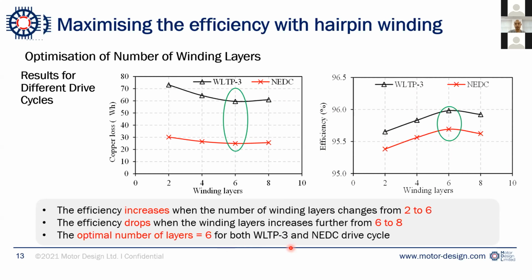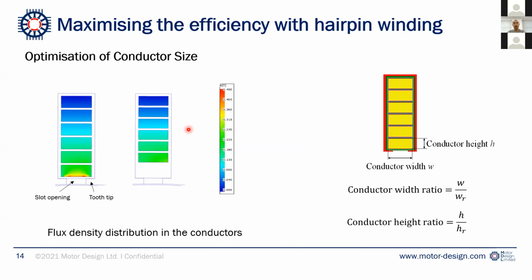So the conclusion is that a higher number of winding layers does not always lead to better performance or better efficiency for the electric motor. The optimal number of winding layers must be identified by analysis considering different operating points and different duty cycles. Another issue we can consider is the conductor size. We can optimize the conductor size to achieve better performance for the electric motors.